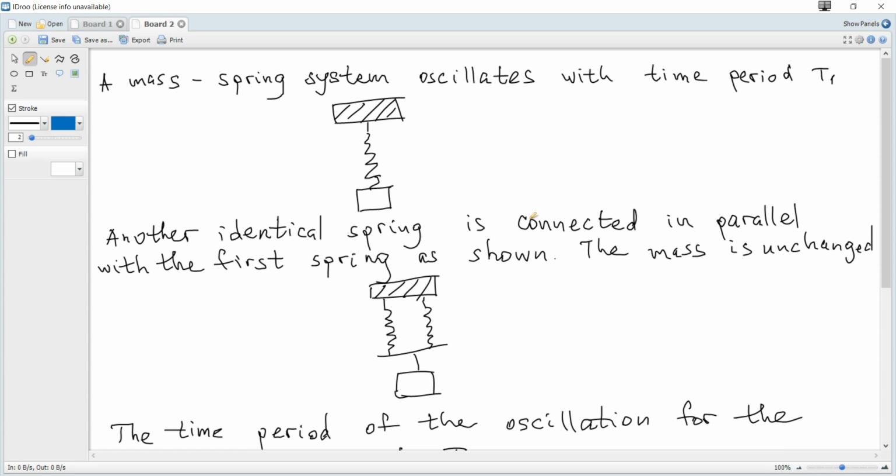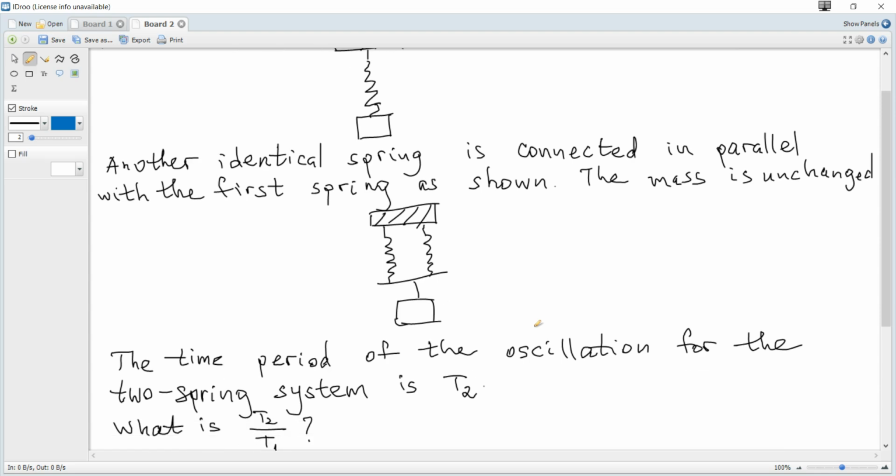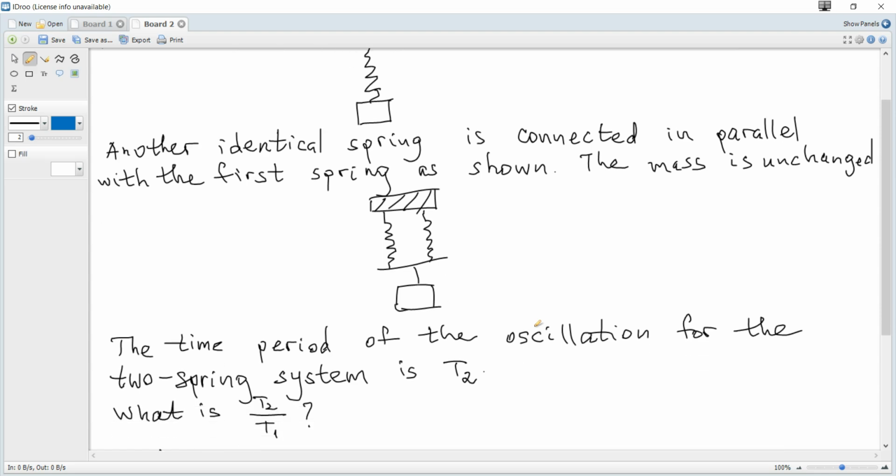A mass spring system oscillates with time period T1. Another identical spring is connected in parallel with the first spring as shown. The mass is unchanged. The time period of the oscillation for the two-spring system is T2. What is the ratio T2 to T1?